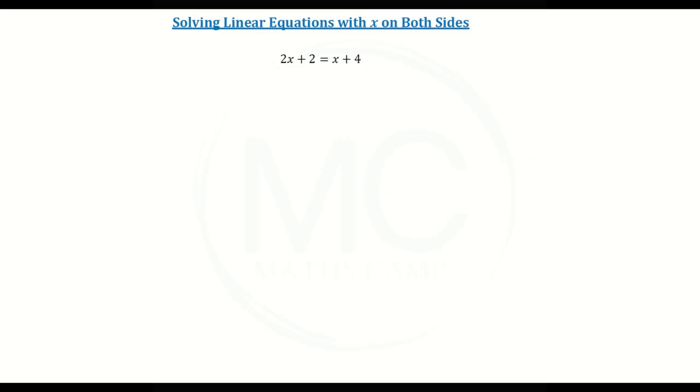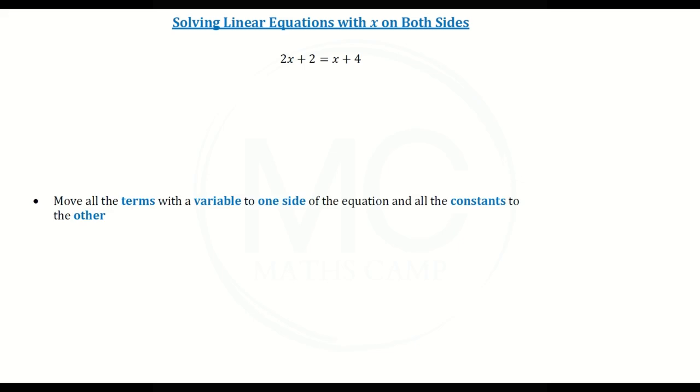The first thing we need to do is move all of our terms with a variable to one side of the equation and all of the constants to the other. Here we have 2x plus 2 and x plus 4. There are x terms on both sides of the equation. So how do we decide which side to move the terms to?